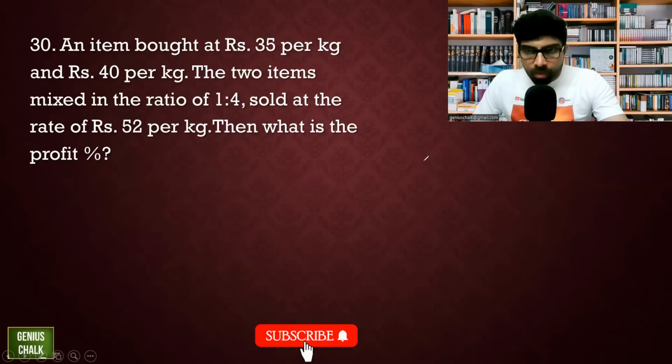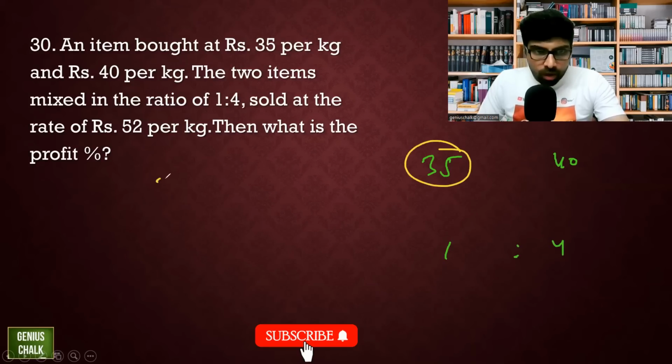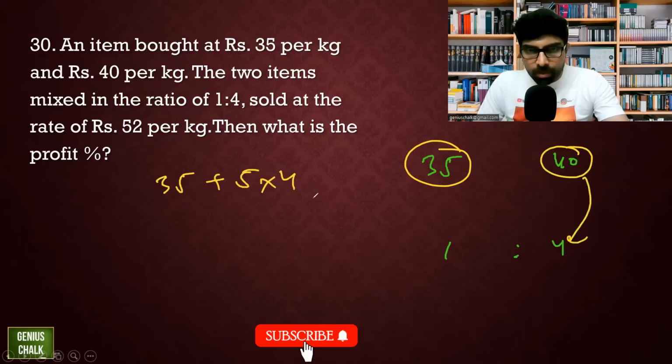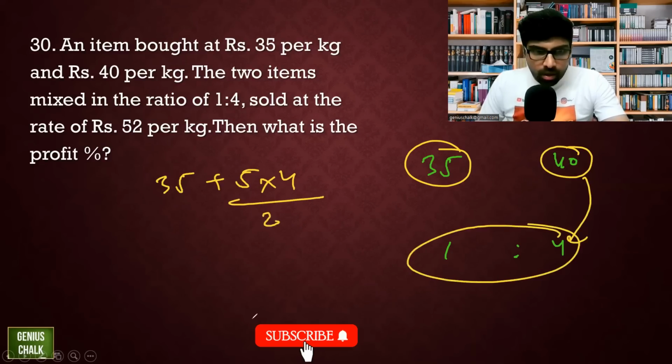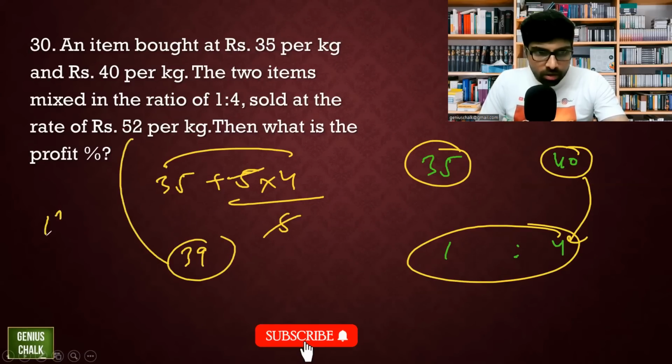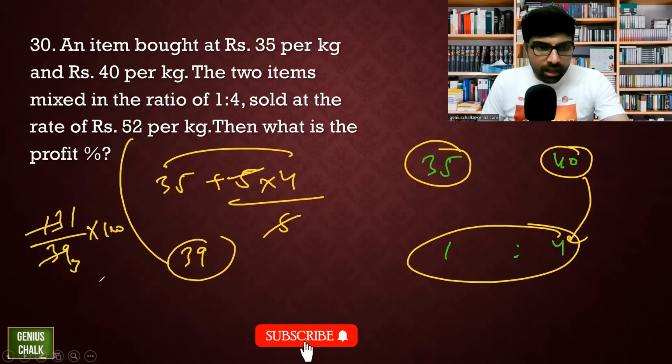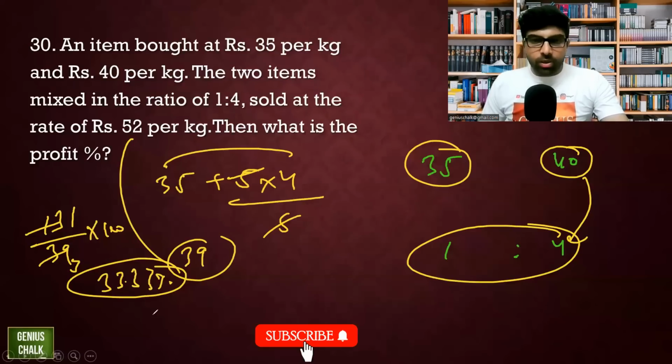Third approach, 35 and 40. This is 1:4. So let's take 35 as the average. What is the extra the other person is taking? It is taking 5 extra, which is for 4 people. And total number of people are 1 plus 4, 5. So the combined is 39. Then also you can compare. The difference is 13 between selling price of the mixture and cost price of the mixture, and it is on 39. So 1/3 into 100. Again, your answer is coming out to be 33.33%.